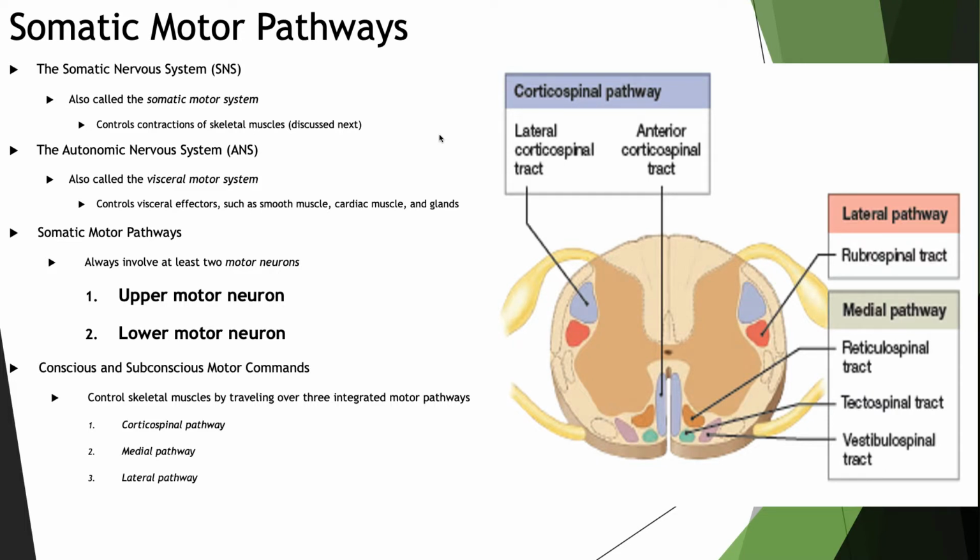Motor commands issued by the CNS are distributed by the somatic nervous system and the autonomic nervous system, better known as SNS and ANS. The somatic nervous system, also called the somatic motor system, controls the contractions of skeletal muscles. The output of the SNS is under voluntary control. The autonomic nervous system, or visceral motor system, controls visceral effectors such as smooth muscle, cardiac muscle, glands, and adipocytes. And our interest here is in the structure of the SNS, and throughout our discussion we'll use the terms motor neuron and motor control to refer specifically to somatic motor neurons and pathways that control skeletal muscles.